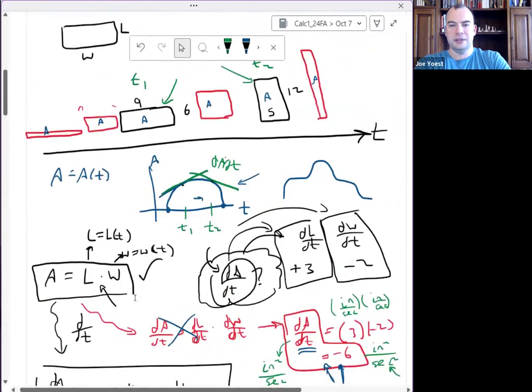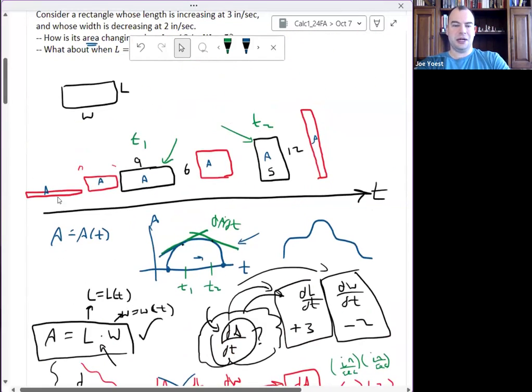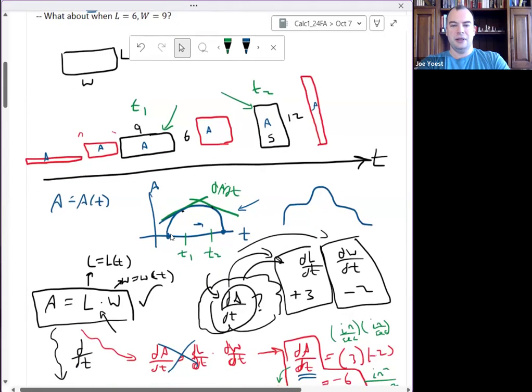Like up here, I imagined this movie progressing. I saw that I had zero area to the left and zero area to the right on the time axis, and I had positive area in the middle. I'm guessing that my area function looks something like this. And I can tell from that, for instance, that my dA/dt is not going to be constant. I can expect it to be positive for earlier times and negative for later times, maybe zero somewhere in the middle there. I don't know for sure what the graph looks like, but it seems pretty reasonable.